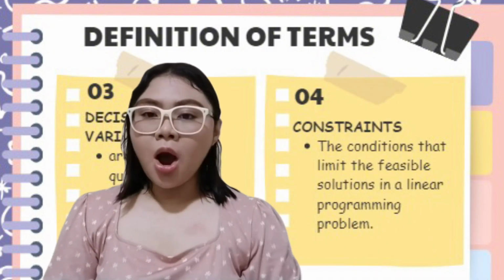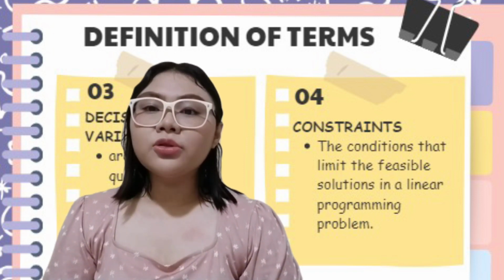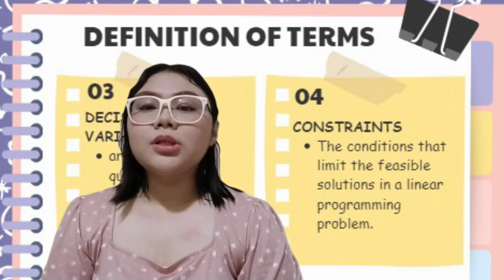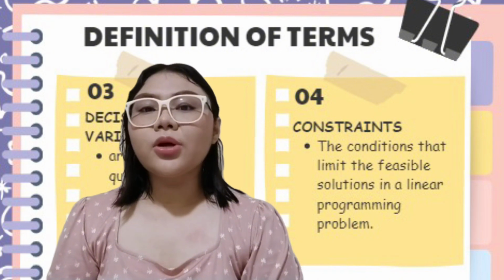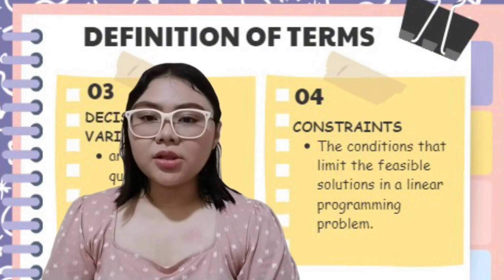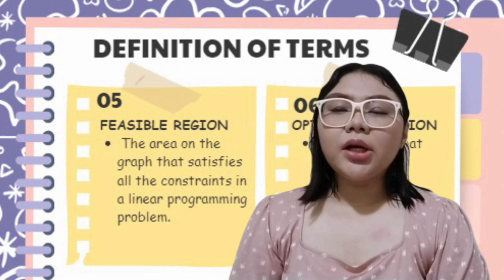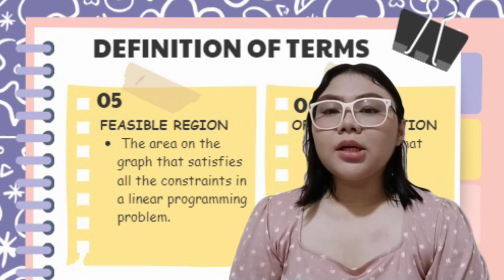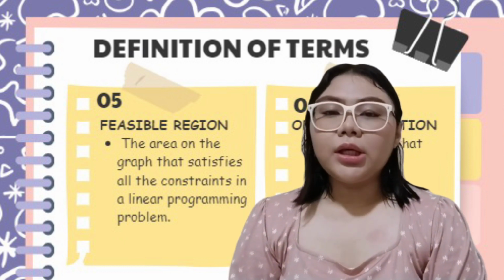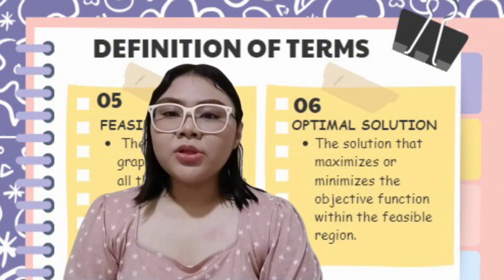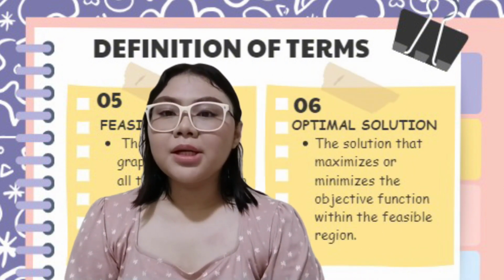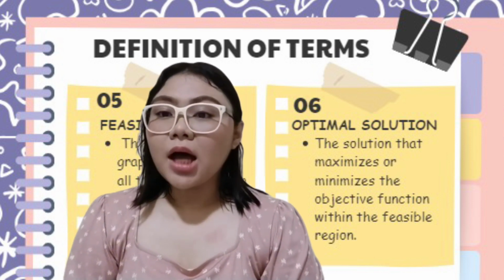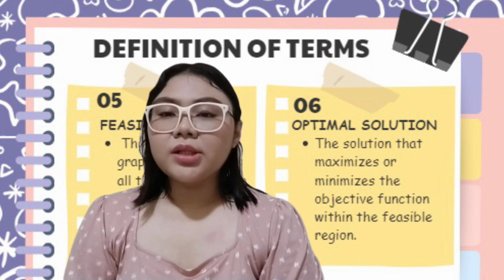Constraints are the conditions or limitations that restrict the feasible solutions in a linear programming problem. These constraints can be resource limitations, production capacities, or other restrictions that need to be considered. The feasible region is the area on the graph that satisfies all the constraints. It represents the set of solutions that meet all the given constraints. The optimal solution is the solution that maximizes or minimizes the objective function within the feasible region. It represents the best outcome based on the given constraints and objective.